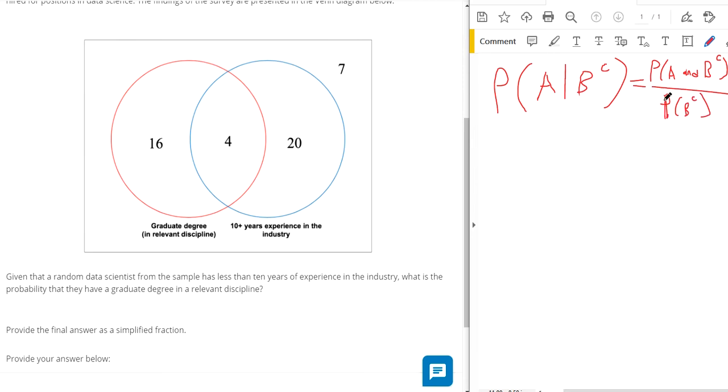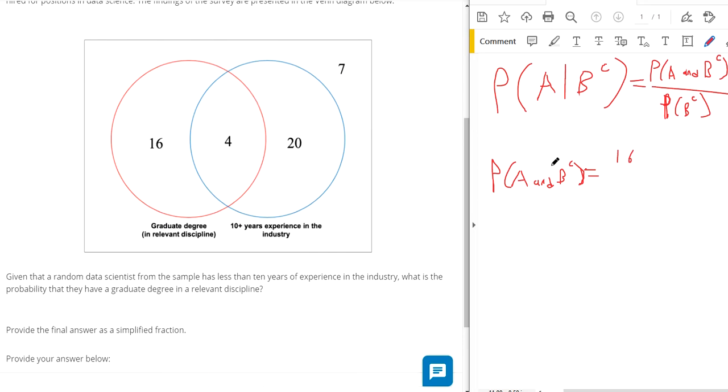Okay? So we have to go find those probabilities, the probability of A and B naught, and we also have to find the probability of B naught. So let's start with the top one, the probability of A and B naught. We can calculate this probability by counting up the number of events that meet this condition, where we're both in circle A and we're not in circle B. Look, 16 is in circle A and it's not in circle B. There's no other numbers that meet this criteria.